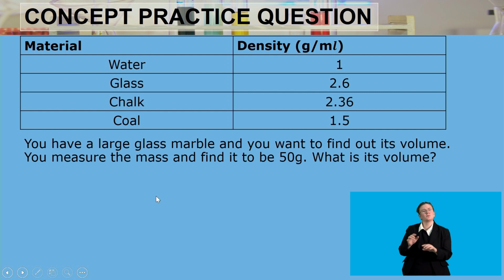How do we do that calculation, and what do we use to do the calculation? We are given that we have a large glass marble, so the keyword there is glass. And you want to find out its volume. So we are given a glass marble and we want to find out its volume. So we measure the mass and find it to be 50 grams. So we are given the mass. So mass is equal to 50 grams. They are asking us to determine its volume.